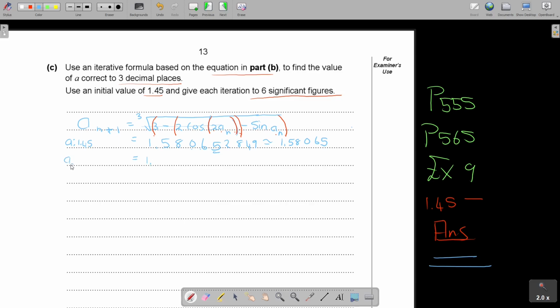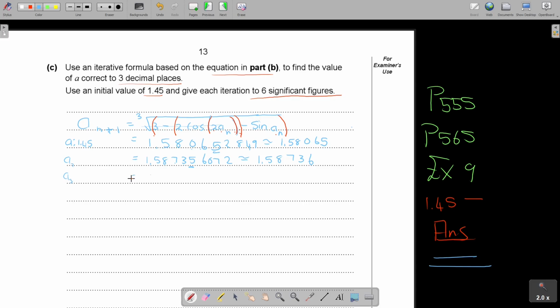So for A2, it's going to be 1.58735672, and it's going to approximate to 1, 2, 3, 4, 5, 6. So that is going to become a 6. So it's 1.587336. Okay. And then you press again equal.